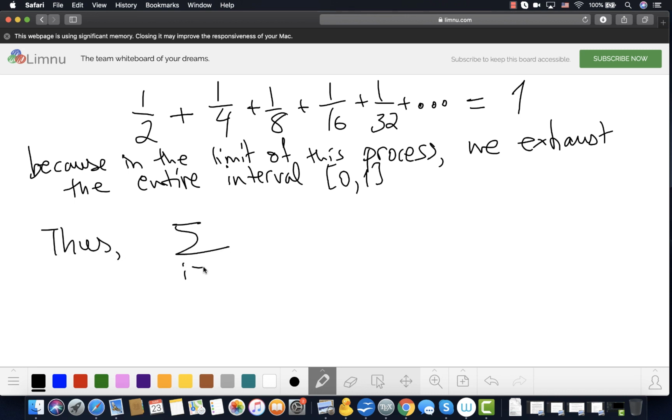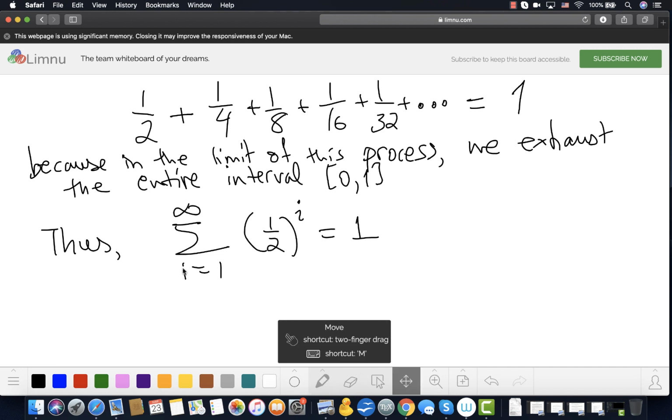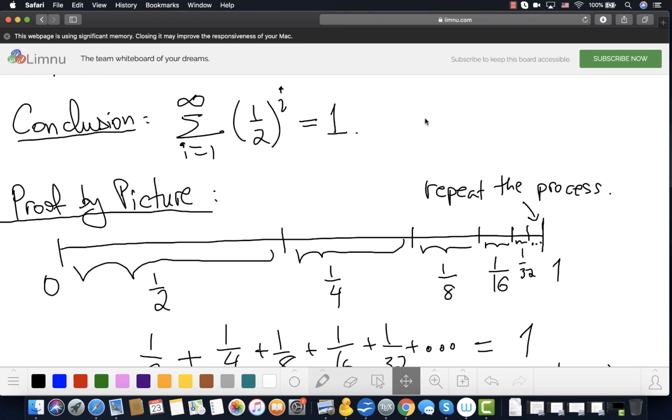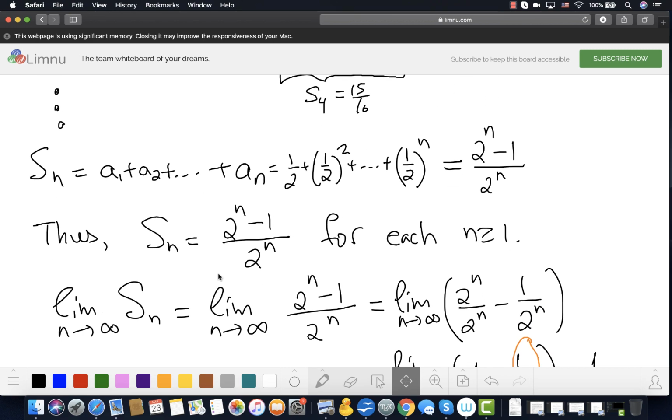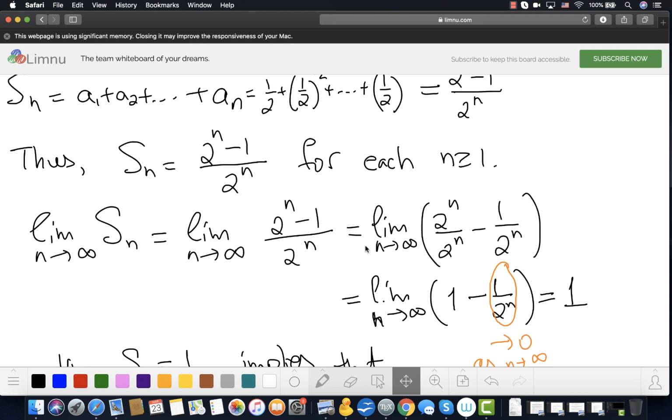So thus, the sum i goes from 1 to infinity of 1/2 to the power of i is 1, right? Because if you expand what the sigma means, you get exactly the sum above. When i is 1, you get 1/2. When i is 2, you get 1/4, and so on. Okay, so we have already given 2 justifications for why the sum of this particular infinite series should be 1. The first justification involved computing the sequence of partial sums explicitly and taking a limit of the sequence of partial sums and getting 1.